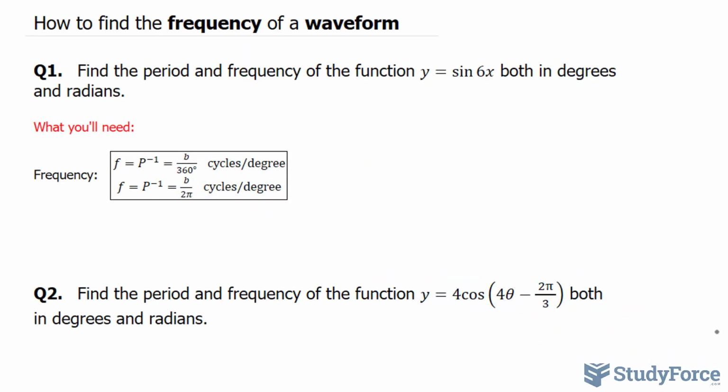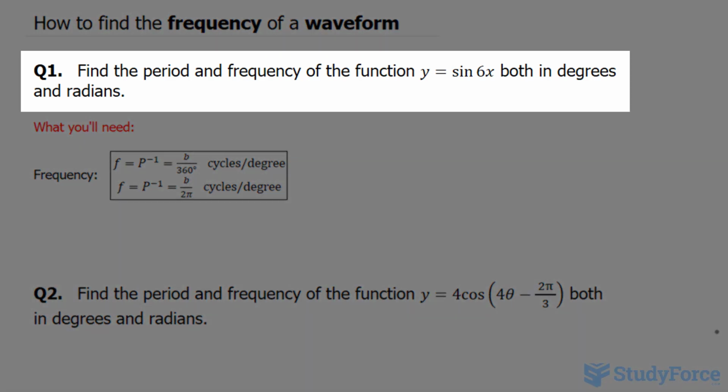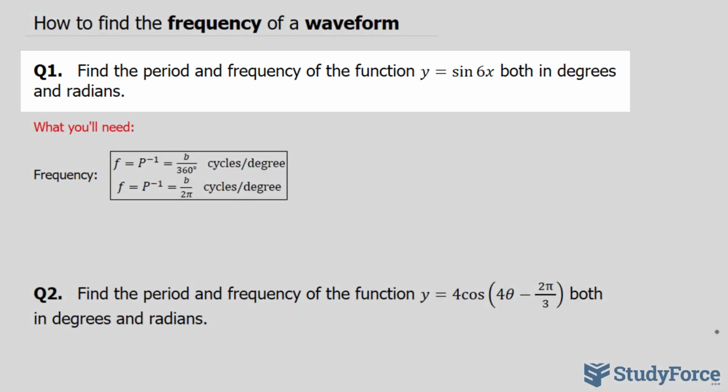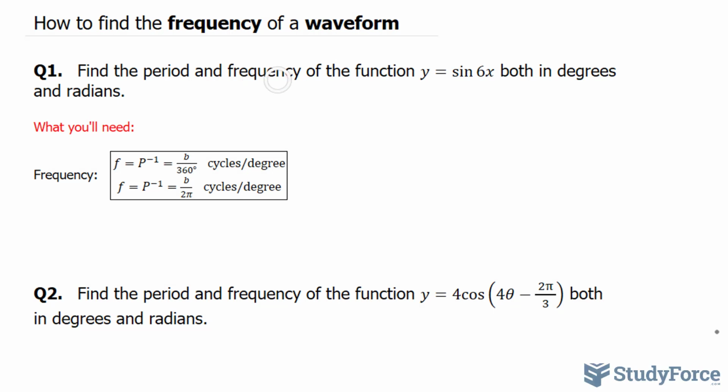In this lesson, I'll show you two examples on how to find the frequency of a waveform. The first question reads, find the period and frequency of the function y is equal to sine 6x, both in degrees and in radians. Now what's interesting about the frequency is that it is the reciprocal of the period.